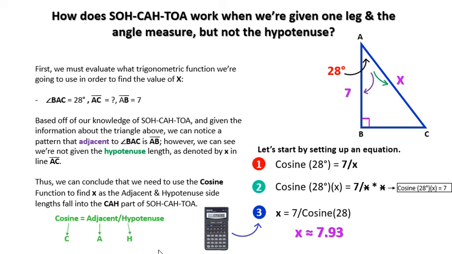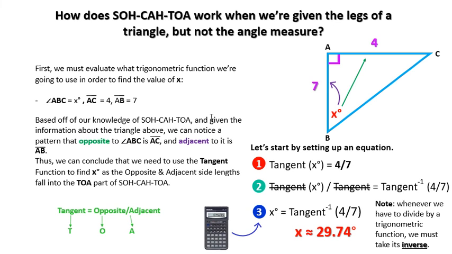So let's start by setting up an equation. We'll set it up as cosine of 28 degrees equals 7 over x. When we multiply by x, we'll get cosine of 28 degrees times x equals 7. Then to isolate x, we would have to divide by cosine of 28 degrees. So we'll get x equals 7 over cosine of 28 degrees. When we evaluate that in our calculator, we'll get x approximately equals 7.93 when we round once again to the 100th place.